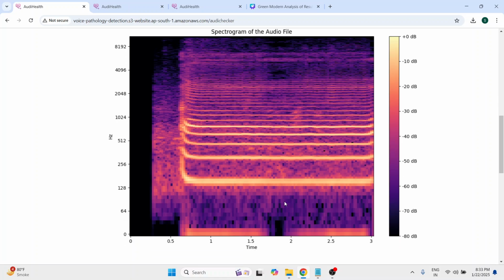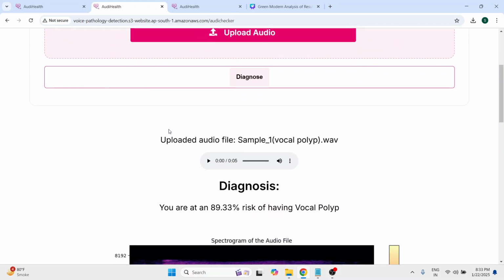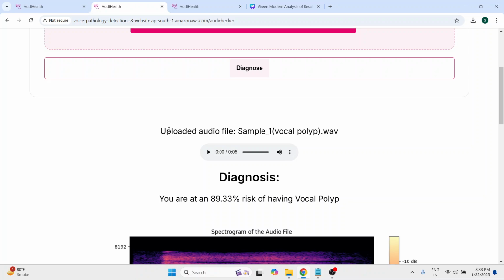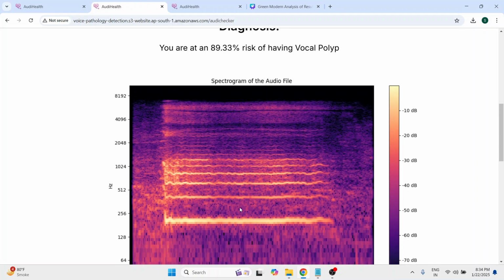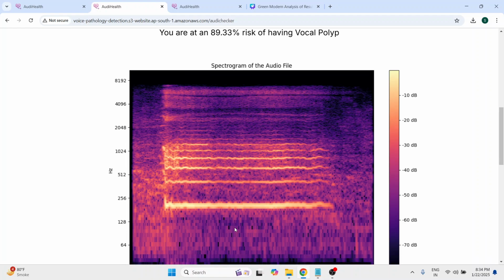So even if the model fails to predict correctly, the doctor can identify any problem. As you can see, for the healthy voice, the voice bands are pretty straight. There is no jitter or vibration in the voice. Now onto the second voice sample. This is a voice sample which we have collected from Devi Patil Hospital from a patient suffering from vocal polyp. Our model has predicted that the patient has an 89% risk of having vocal polyp. And also in the MEL spectrogram, you can see the voice bands are not straight. There is a lot of jitter and vibrations in the vocal cords, which is caused by the presence of a nodule in the vocal cord.